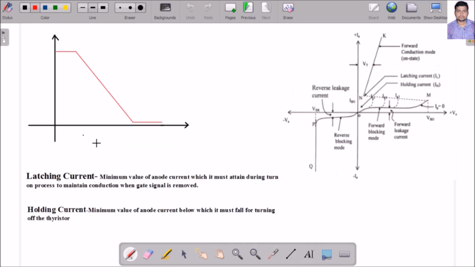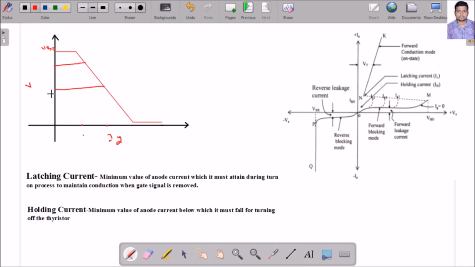Clear? Suppose I am plotting the graph between this voltage, that is anode to cathode voltage, and suppose this is the IG current. When the gate current is zero, what is the voltage required to turn on the thyristor? It is known as VBO. You know that the voltage requirement is VBO, because gate current is zero, so I require VBO voltage to turn on the thyristor. When I keep on increasing the gate current, the voltage requirement will be reduced. Again if I increase the gate current, the voltage requirement will be reduced here.